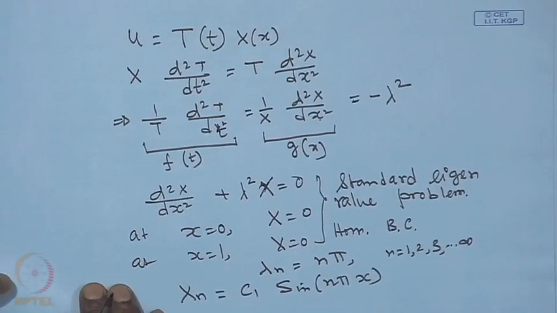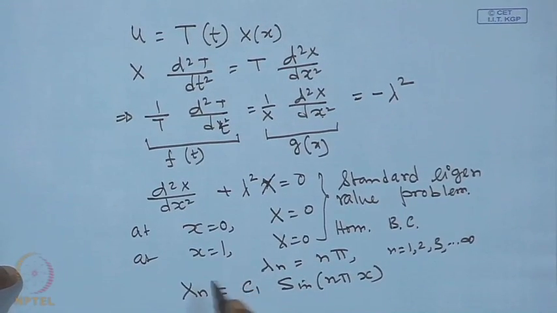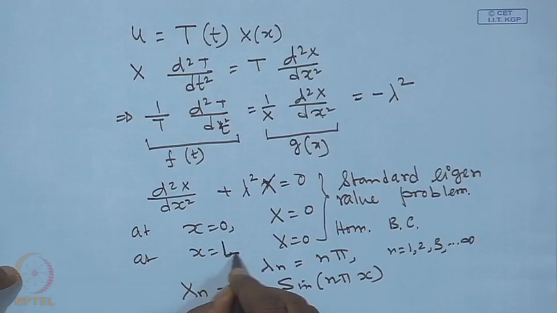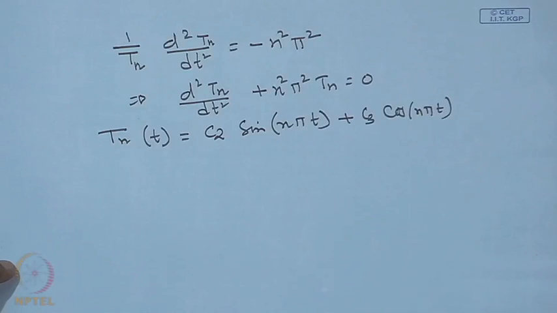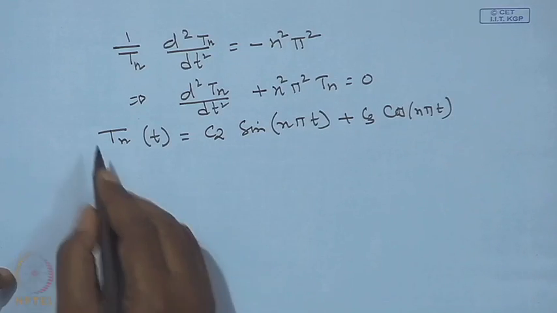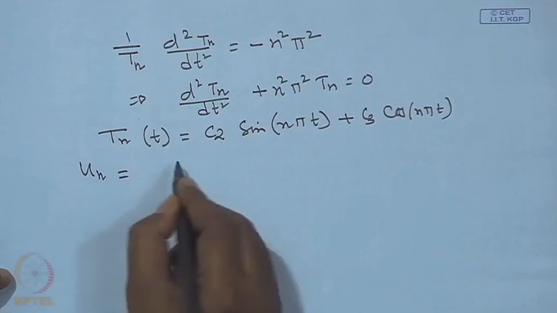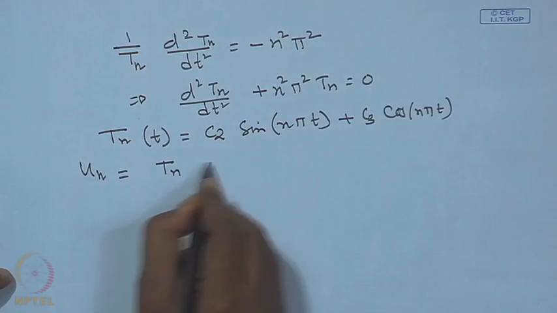If you remember, there was a slight mistake, it does not change the solution at all. If you look into the original problem, the other boundary was defined at x = L instead of 1. So, we put x = L. So, λn becomes nπ/L and the Xn eigenfunctions become sin(nπx/L). Therefore, the eigenvalues are nπ/L and the eigenfunctions are sin(nπx/L). We will get the nth solution, which is nothing but the multiplication of Tn and Xn.